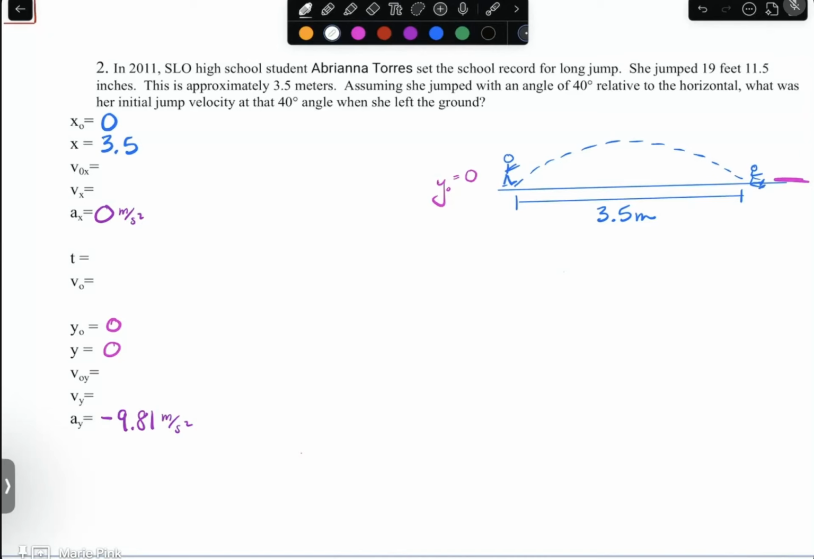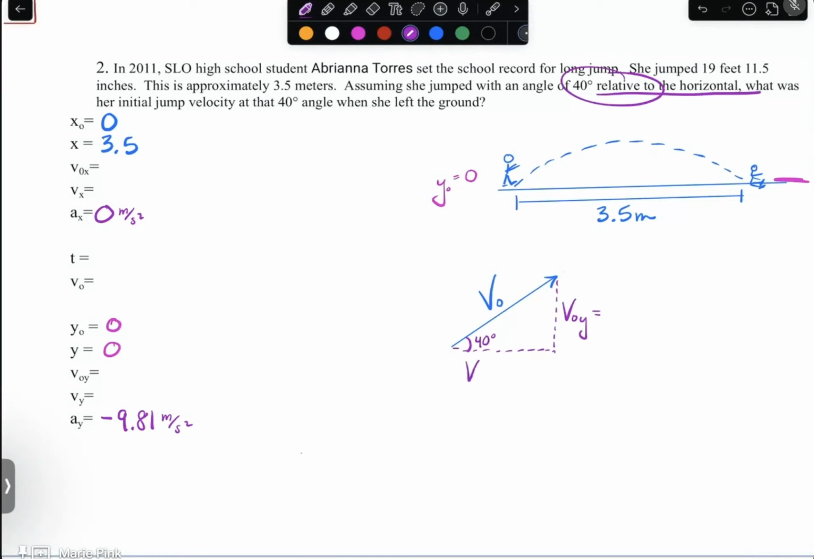And we also know the initial angle was 40 degrees. So what we're going to do is draw a triangle to show her starting velocity. We don't know what it is, so we're going to call it V naught. And in the y direction, we don't know what that is, but what we can do is make an expression for it. And how we're going to do that is we're going to remember that this angle here is 40 degrees, and we were given that here. And it says relative to the horizontal.